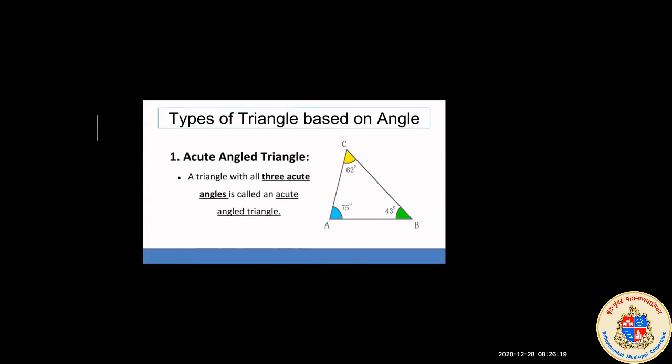So a triangle with all three acute angles is called an acute angled triangle. Remember the name acute angled triangle, because all three angles are acute angles. All three angles should be acute, then only it is an acute angled triangle. Because we are looking on the basis of angles.